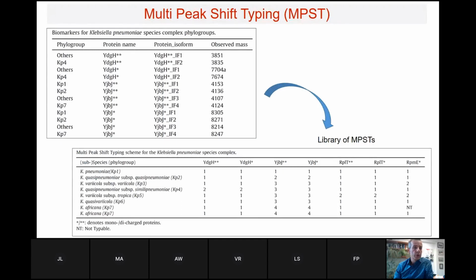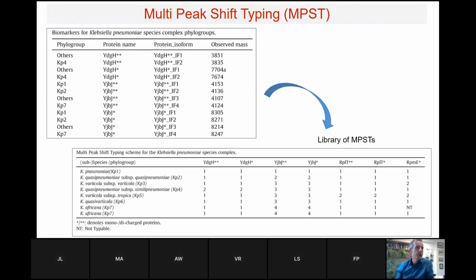Perhaps this slide is the most important of this presentation, because it encapsulates the originality of our approach. Sebastian Bridel has called this approach multi-peak shift typing, a bit analogous to multi-locus sequence typing, where we base the typing of strains on genomic sequencing. In this approach, we identify peaks corresponding to specific proteins, and these can be double charged or single charged, marked with a single star here. So the ratio of mass to charge is quite different. For example, you have some values in the 8,000s and some values in the 4,000s.